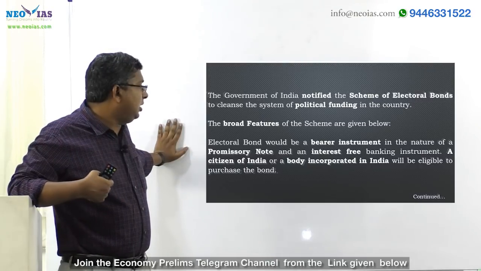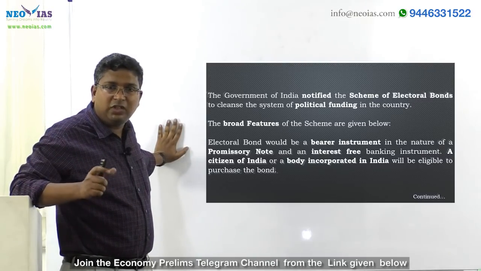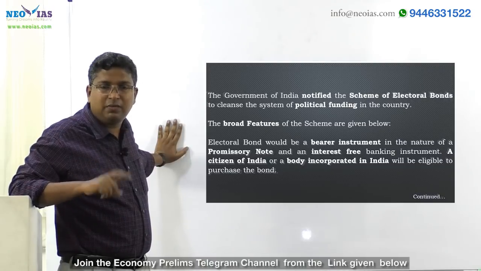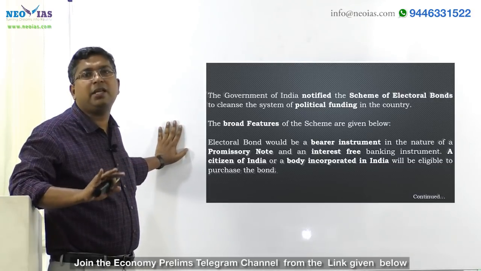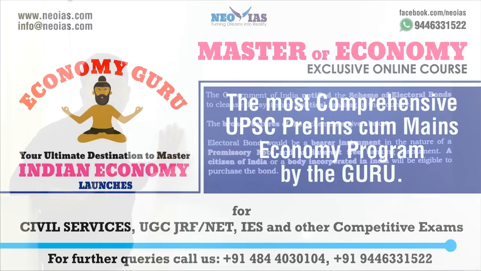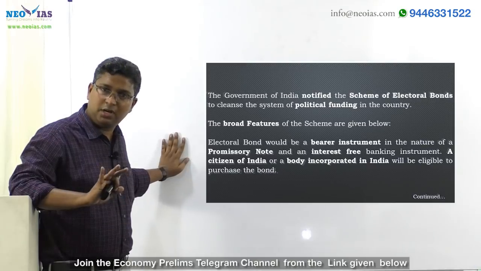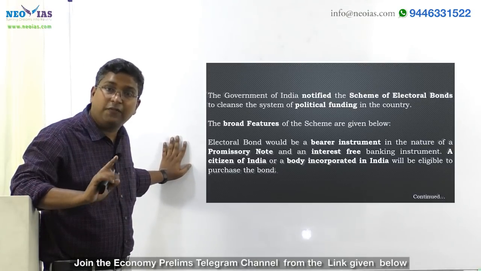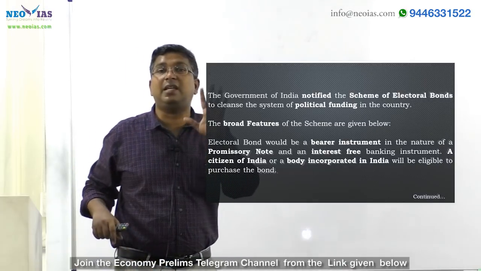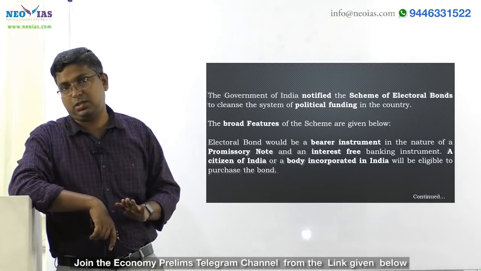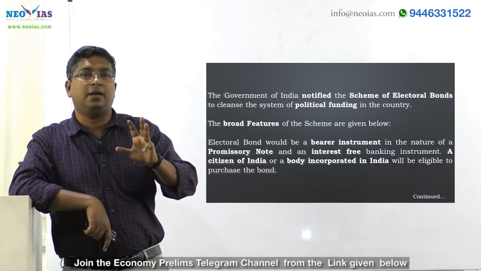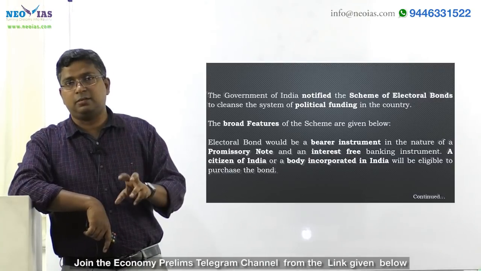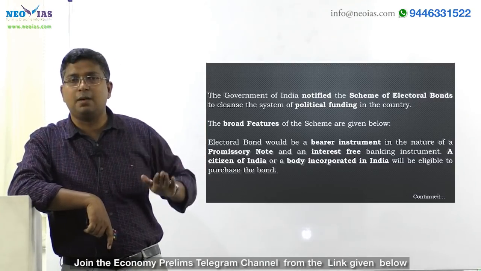Don't get confused with the word bond. Even though the term given is bond, it is not providing any interest. So it is not an interest bearing instrument, it's an interest free banking instrument. So electoral bond is a bearer instrument like a promissory note, and it is an interest free banking instrument. That's a very key word. We have studied till now that a bond has an interest rate, but this electoral bond is an interest free banking instrument.